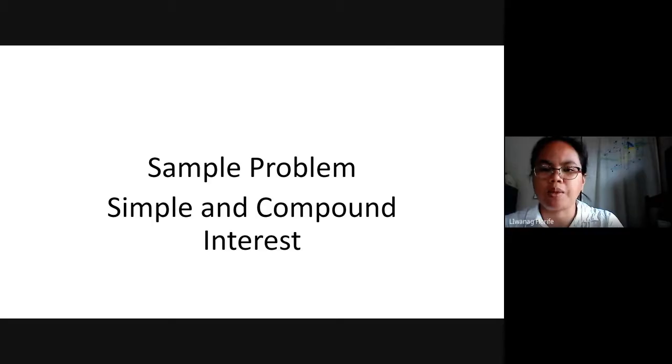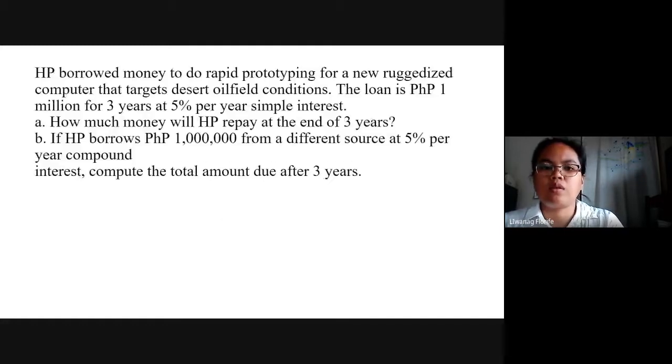To use a sample problem related to simple and compound interest. The sample problem we have is: HP borrowed money to do rapid prototyping for a new ruggedized computer that targets desert oil field conditions. The loan is 1 million pesos for 3 years at 5% per year simple interest. How much money will HP repay at the end of 3 years?